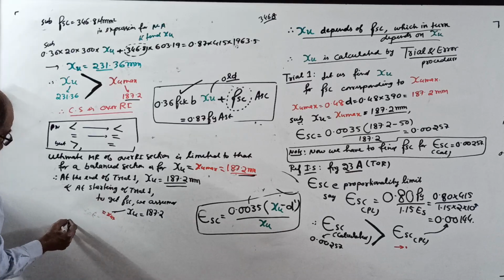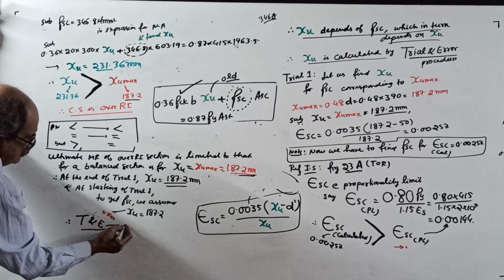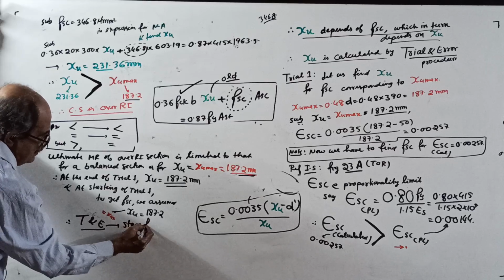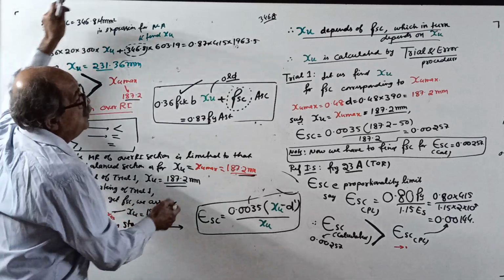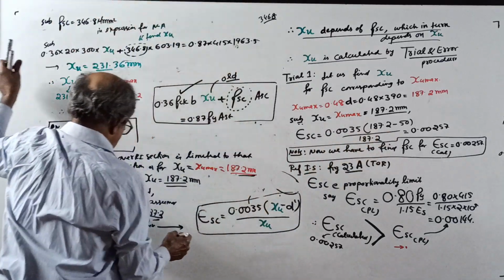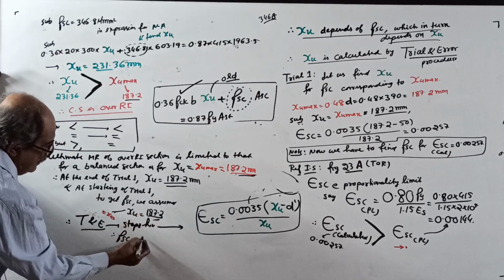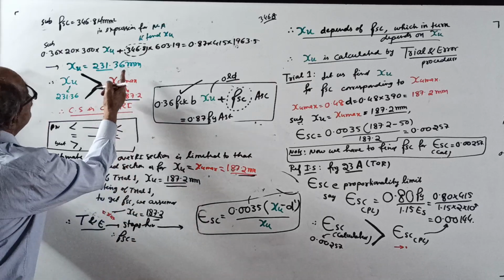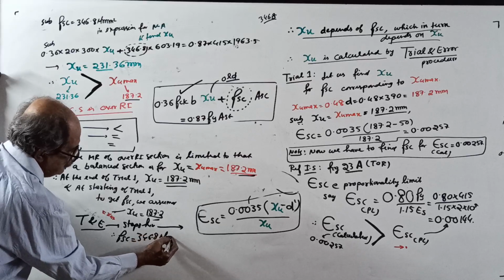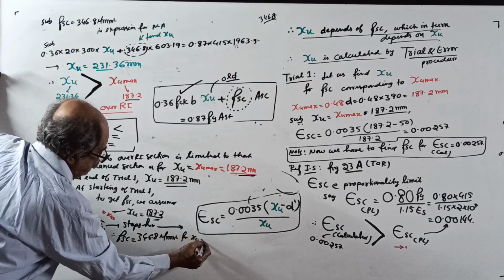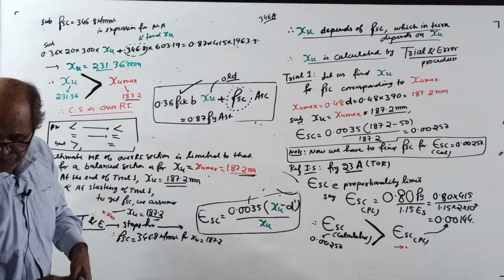Over. Therefore, you can tell trial and error stops here. That is no more trial. Or now if you continue 187.2, once again same value will come. Therefore, your FSC also equal to whatever you got, equal to same. How much it is? 346.8 Newton per mm square for XU equal to 187.2. Over. Now last step.